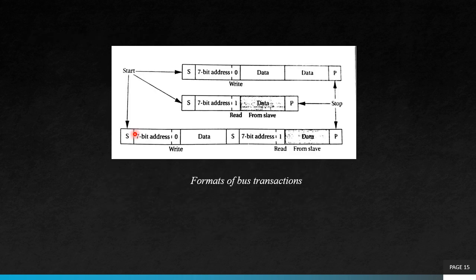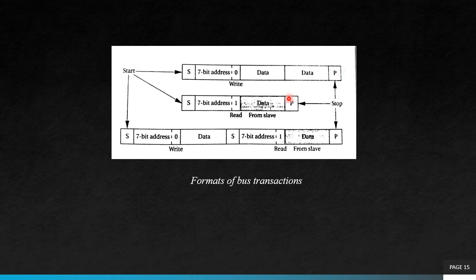This picture depicts 3 instances, that is, the formats of bus transaction. The first one indicates a master writing data to a particular address, which is initialized by a start signal followed by a 7-bit address and a 0 indicating it is a write operation, and the data which has to be written by the master to the slave. This operation is terminated by a stop signal.